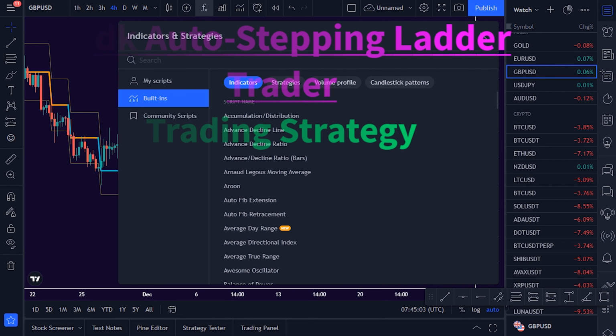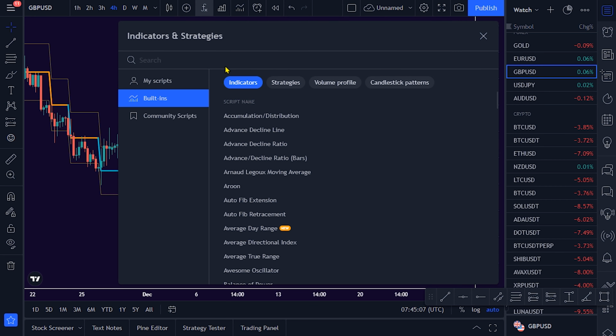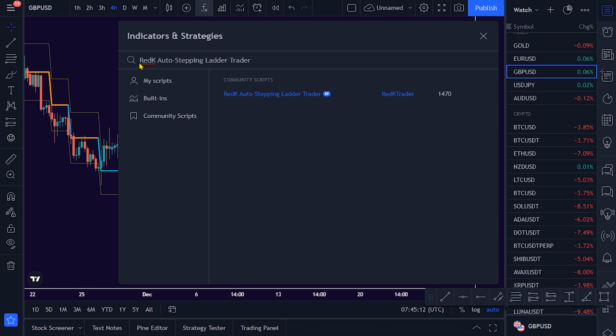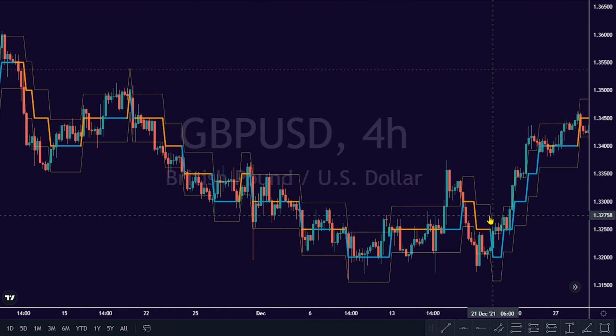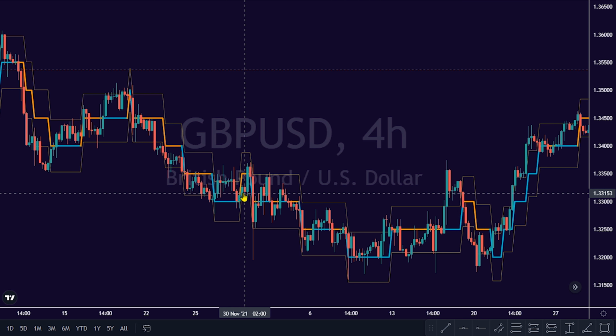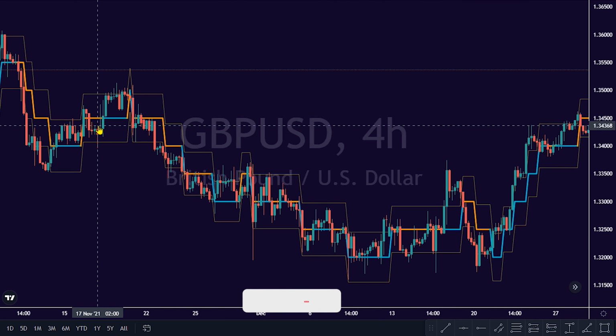To apply this indicator on the trading chart, search the keyword RedK Auto Stepping Ladder Trader in the TradingView indicator folder here. As we can see, here's the trading indicator. Select the RedK Auto Stepping Ladder Trader EP indicator. Here's the RedK Auto Stepping Ladder Trader indicator on our trading chart.